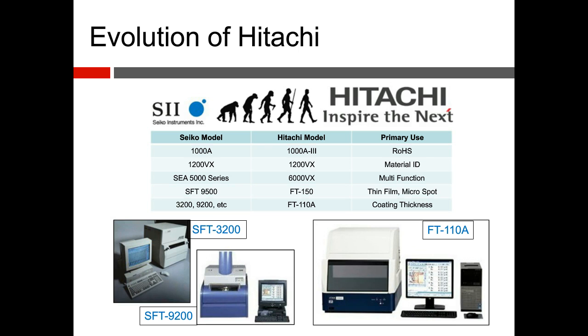That uses a Vortex detector, a silicon drift detector. It does RoHS, material identification, and also applications like phosphorus and electroless nickel. We're getting a lot of questions about that. That's a very nice system for that. The FT150 is also a silicon drift system with polycapillary optics for thin film and microspot analysis.